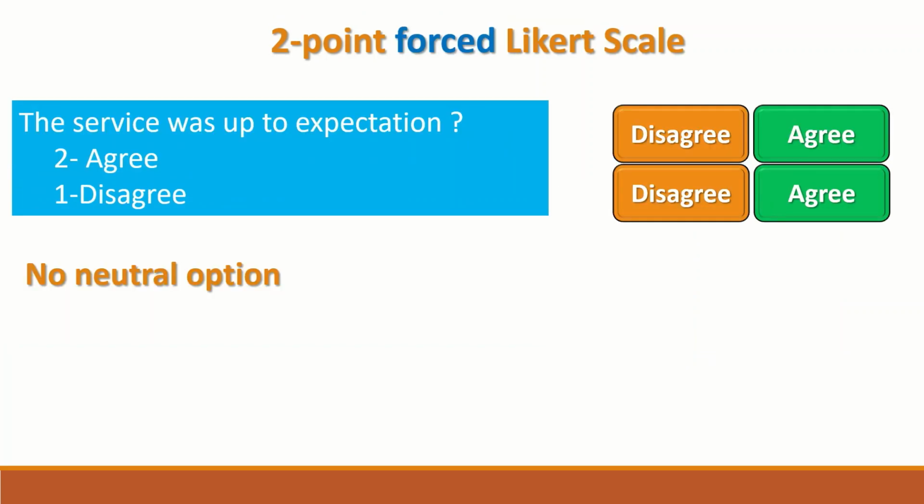And the final one is the 2-point forced Likert scale. In the 2-point forced Likert scale, you only have 2 options to choose from, either agree or disagree. So you are forced to choose 1 or 2, and there is no third neutral option, and that's why it is called the 2-point forced Likert scale. So the Likert scale points go from 2 to 10.